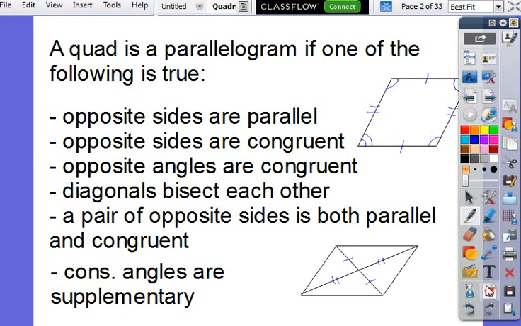What are the diagonals? For this, where would the diagonal be? More specific than that. You go from one corner to the other corner. That's a diagonal. So there's one diagonal, and there's the other diagonal.